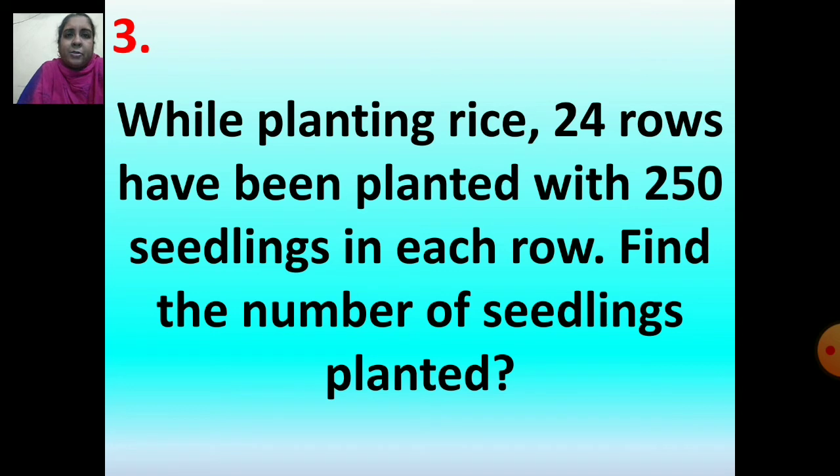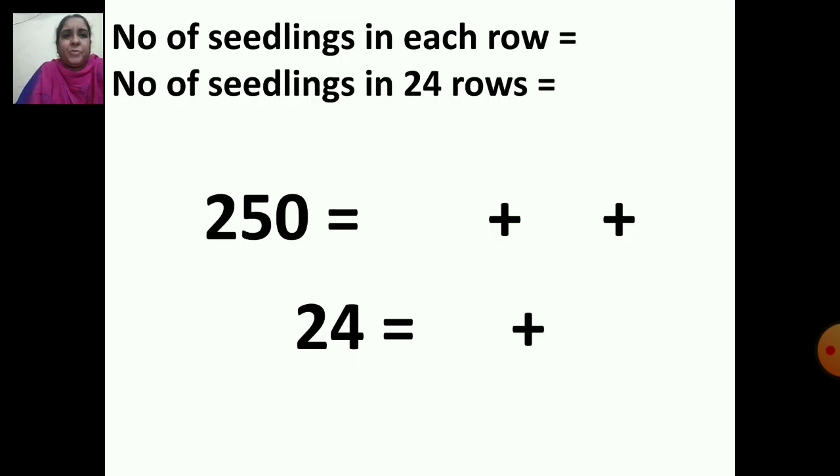So let us start writing the statement first. What will be our first statement? Number of seedlings in each row. So how many seedlings are there in each row? Each means one row, right? 250 seedlings. Now number of seedlings in 24 rows we have to find out. So what you are going to write? 250 multiplied by 24. After writing this, now you are going to show the breakup, right?